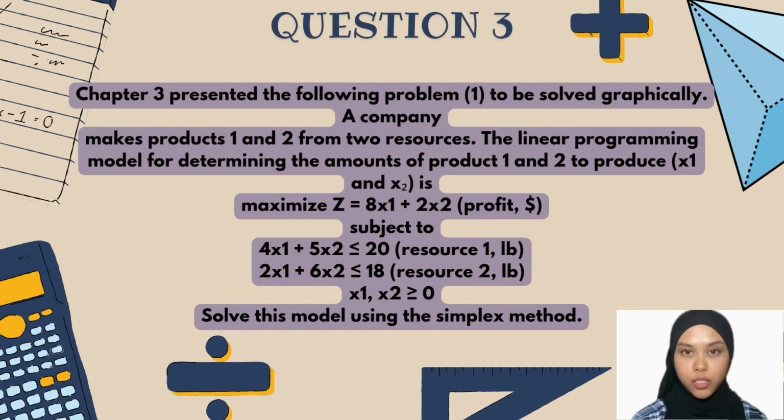I will present question 3, a linear programming problem, and show how to solve it using the simplex method. This problem is about a company producing 2 products, which are x1 and x2. The objective is to maximize profit. Z equals 8x1 plus 2x2.